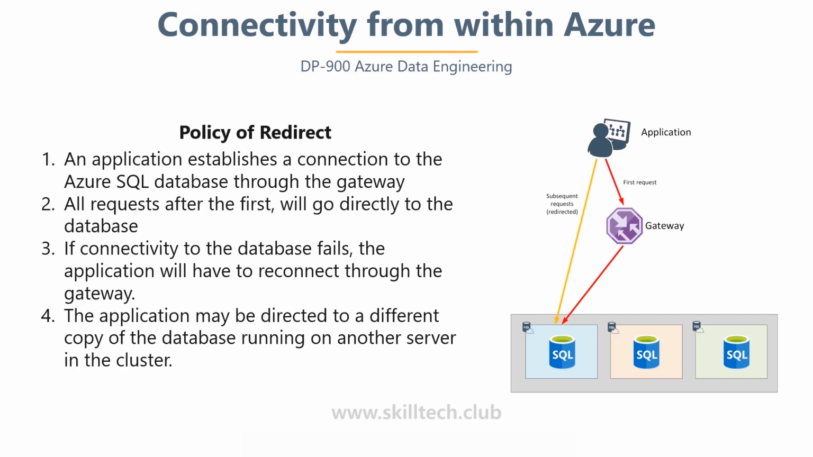The application may be directed to a different copy of the database running on another server in the cluster. So there are chances that you have enabled local or geographical replications on your database. And if one of the databases is not available, it can go to the copy of the database which is running on another server in the cluster. So you're going to have multiple servers inside one clustered environment where your database copies are going to be replicated. How this is going to work, we will see when we actually deploy a SQL Server database today, exactly after this in the demo of this particular video.